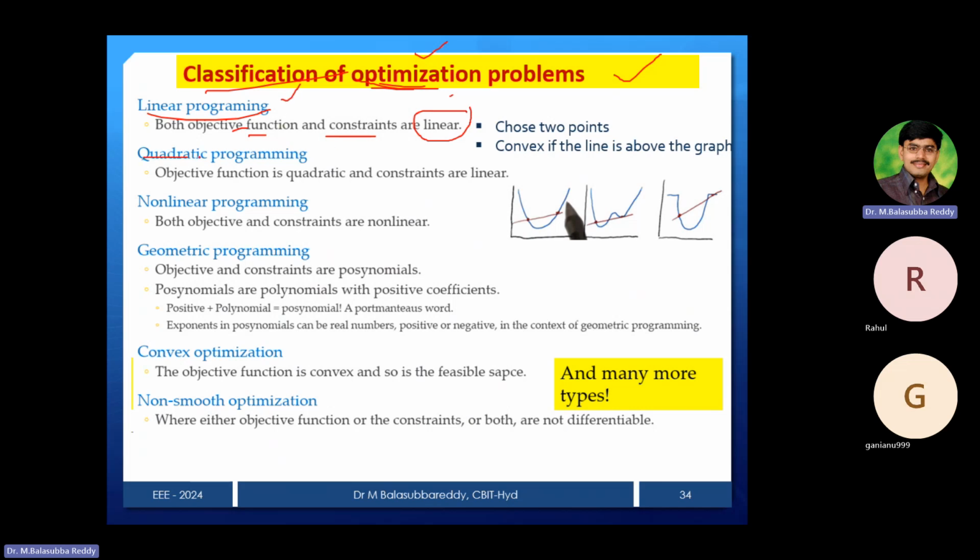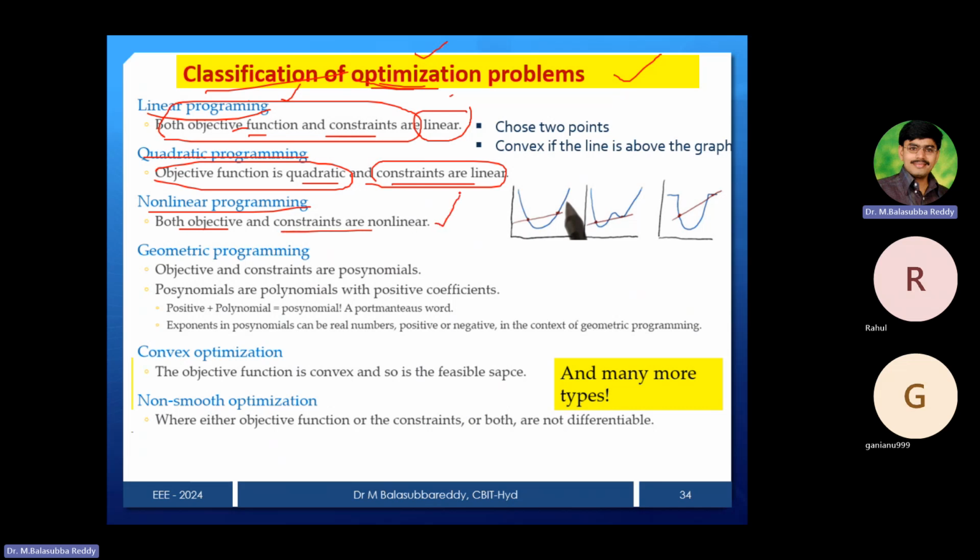Another one is quadratic programming. What is quadratic programming? The objective function is quadratic and the constraints are linear. So you can see the difference. Here both objective function and constraints are linear, and here the objective function is quadratic and constraints are linear. And in non-linear programming, both objective function and constraints are non-linear. So here we can classify the problems as linear programming, quadratic programming, non-linear programming, and geometric programming also.